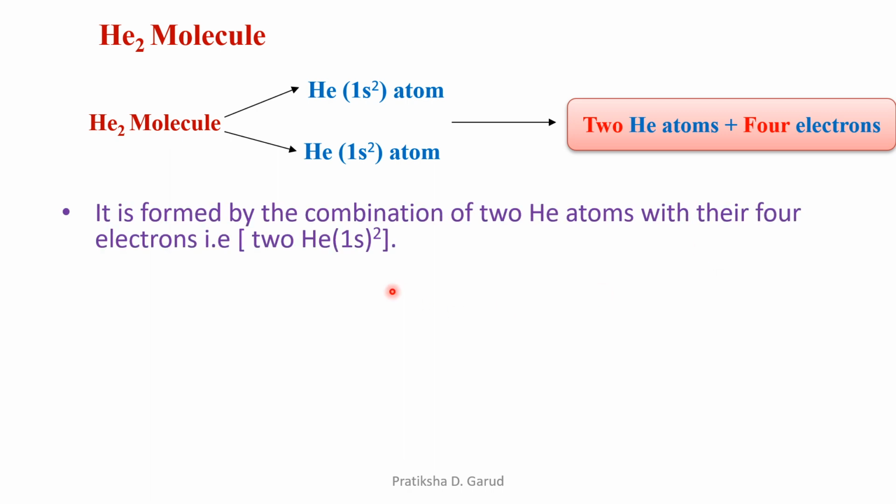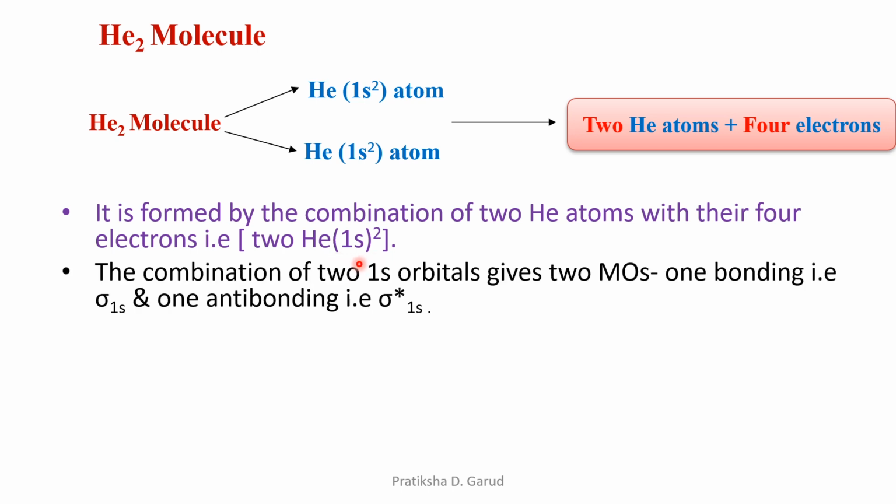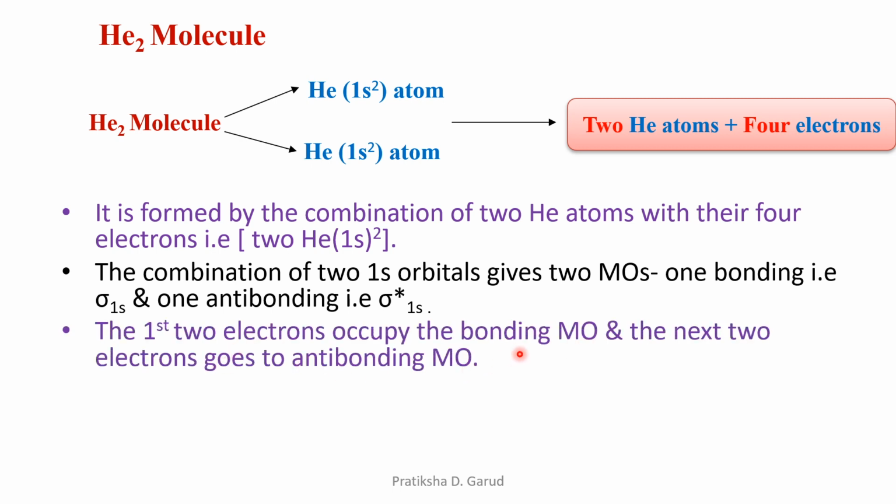So, we can say that this He2 molecule is formed by the combination of 2 helium atoms with their 4 electrons. That means each helium atom has the electronic configuration 1s2. Next, again the combination of two atomic orbitals, that means the two 1s atomic orbitals, gives two molecular orbitals. One is bonding, that is sigma 1s, and another is anti-bonding, that is sigma asterisk 1s. Then filling of electrons, we have the 4 electrons. Out of these 4 electrons, 2 electrons move in the bonding and the remaining 2 move in the anti-bonding. So the first 2 electrons occupy the bonding MO and the next 2 electrons go to the anti-bonding MO.